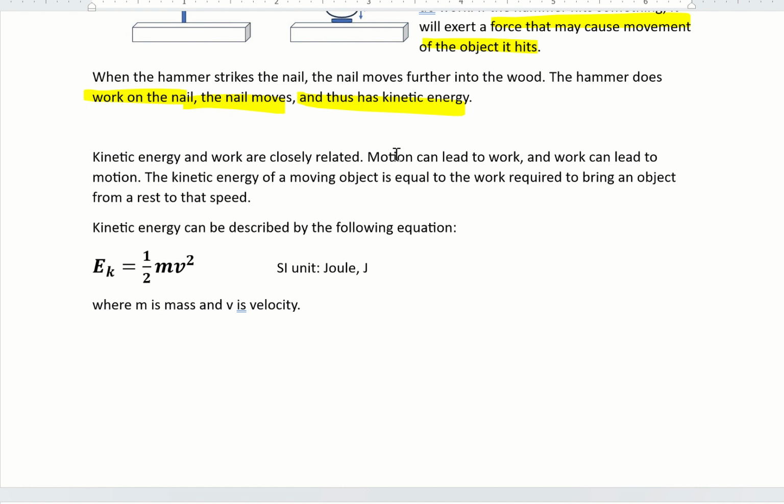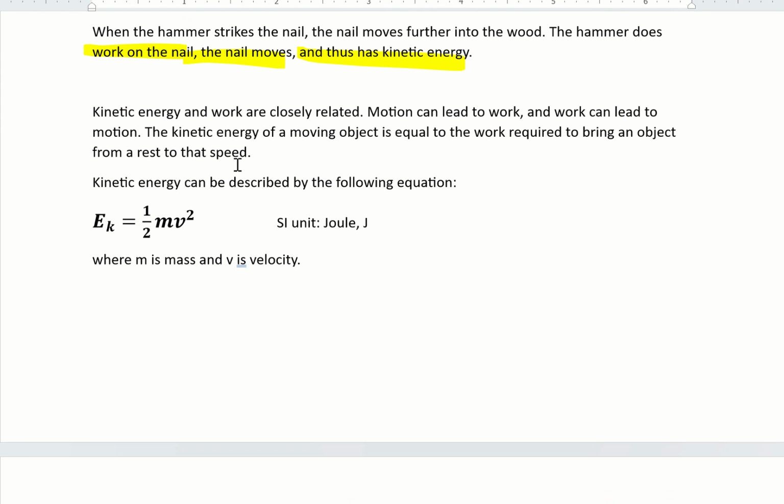Kinetic energy and work are closely related. So obviously motion can lead to work can lead to motion. So the kinetic energy of a moving object is equal, and this is the important thing, to the work required to bring an object from rest to that speed, whatever speed we're talking about.